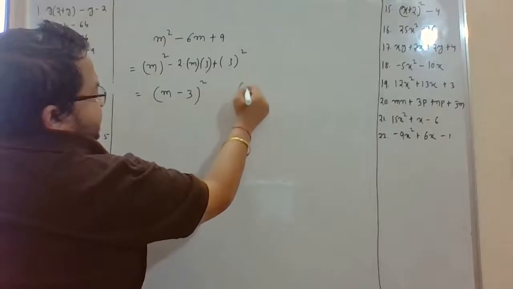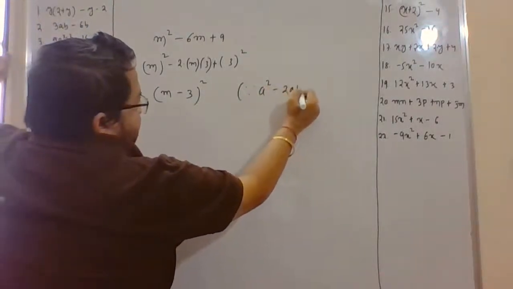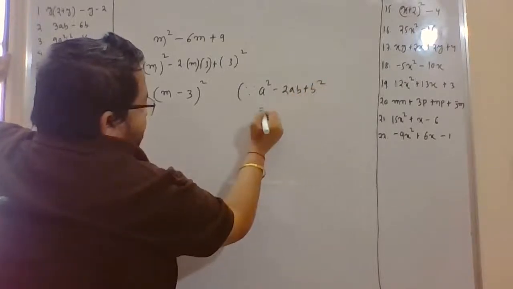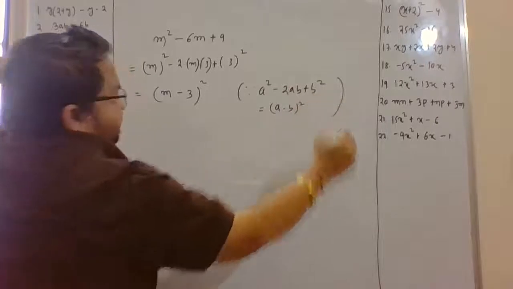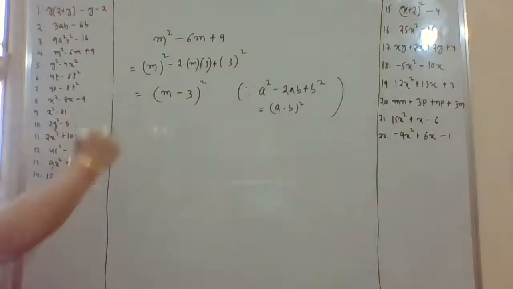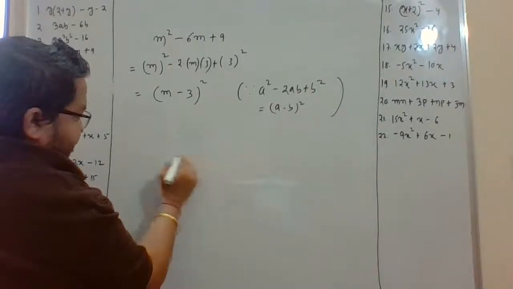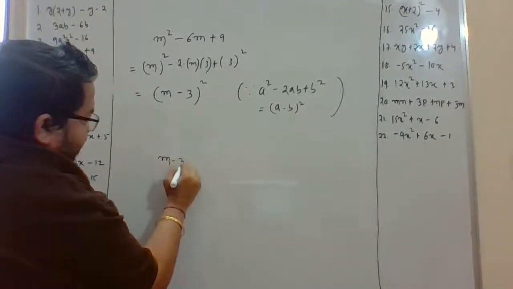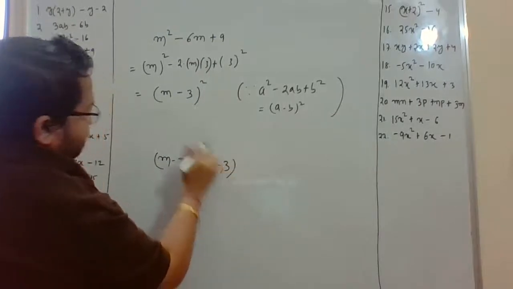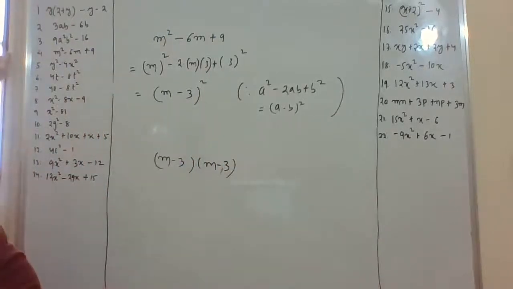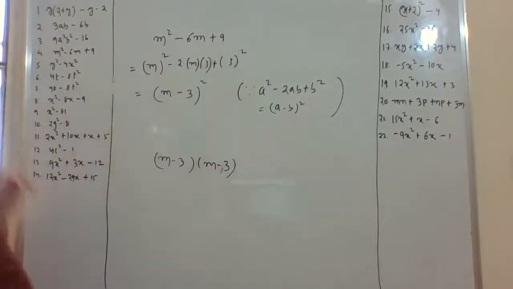And the reason is, as we know, a square minus 2ab plus b square equals a minus b whole square. We had studied this identity as well. So if you see, in this way also we are getting the same answer. The answer in technique one was m minus 3 into m minus 3, so that is obviously nothing but m minus 3 whole square. Same thing, right? So this is technique 2 to solve the problem.